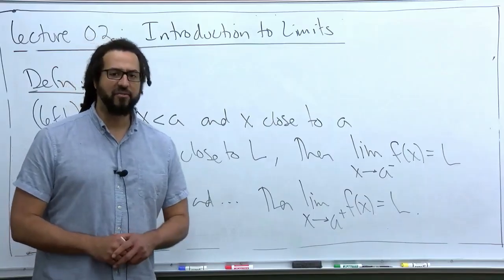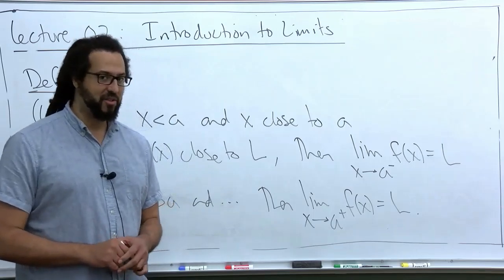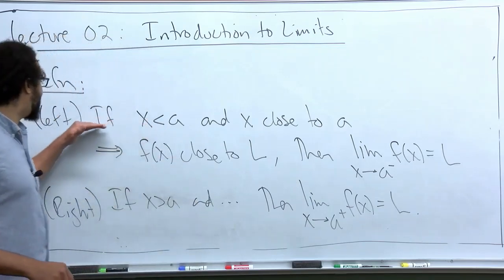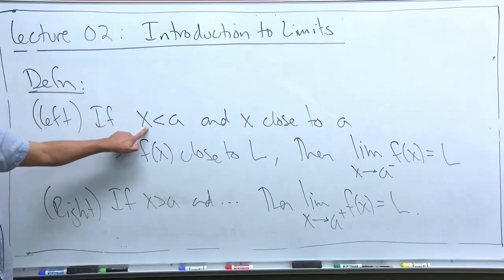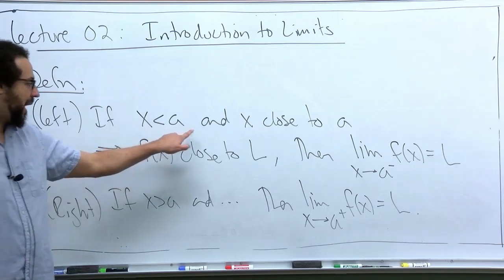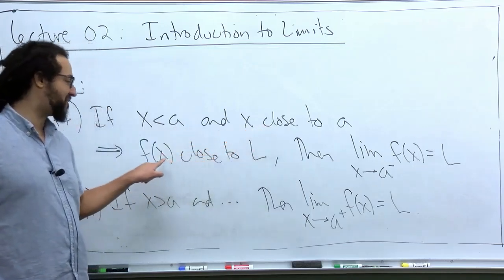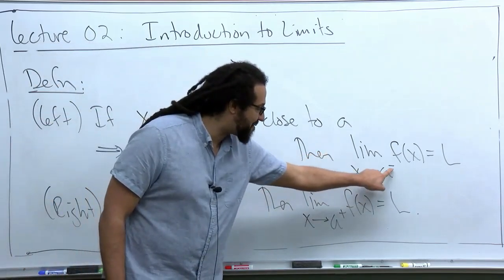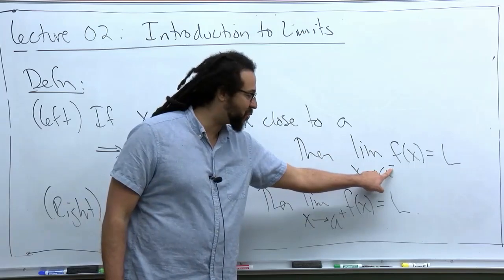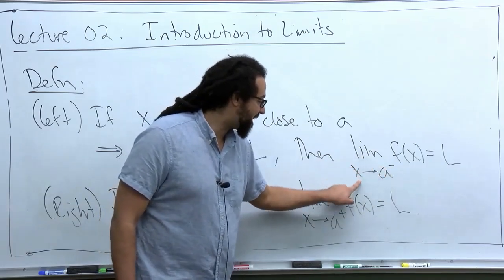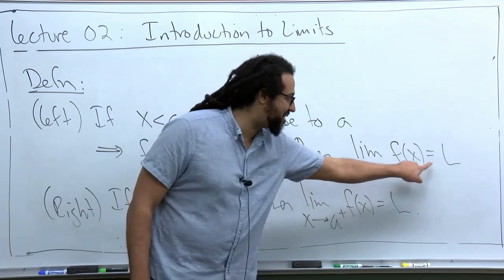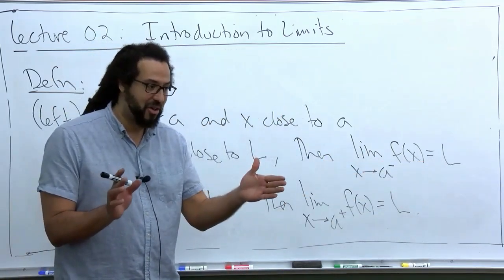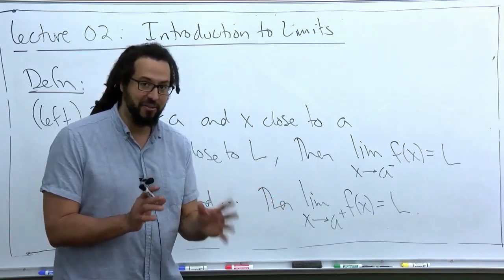Okay, let's go ahead and define the notion of one-sided limits. So we want to talk about a left-hand limit and a right-hand limit. If x is less than a, and x close to a forces f of x close to L, then we say the limit as x approaches a from the left. So the little negative sign reads from the left. The limit as x approaches a from the left of f of x is equal to L. So basically the same notion, but now we just move towards x equals a from the left.